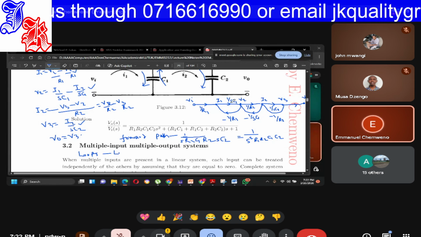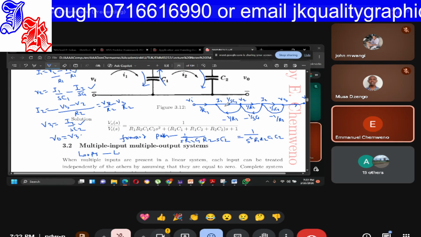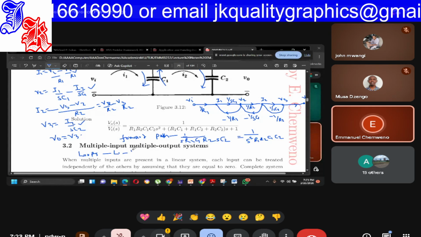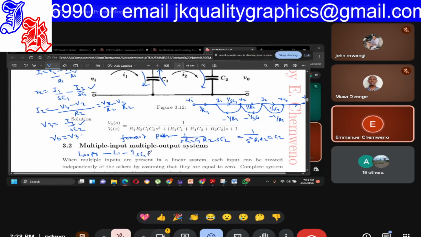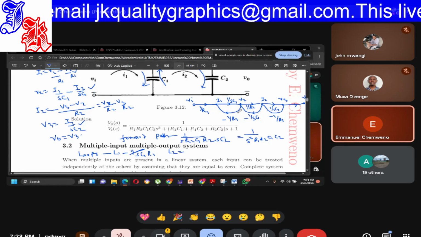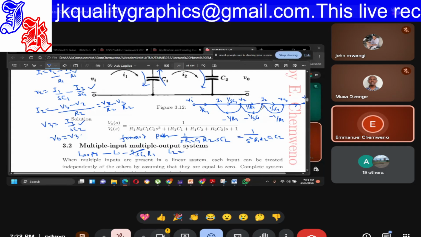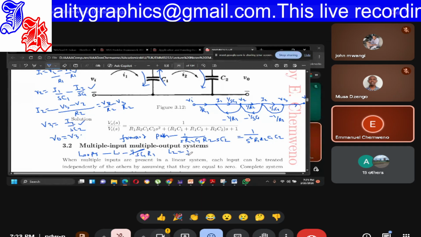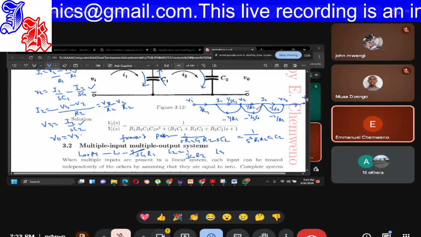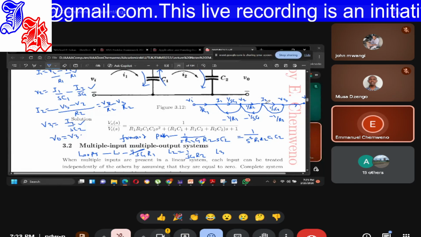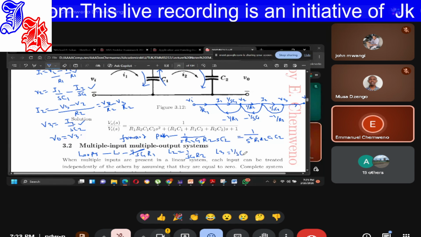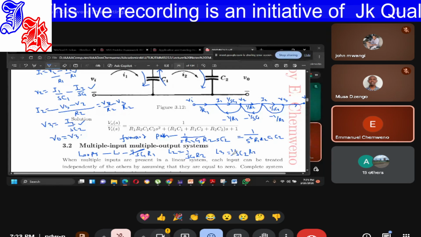Loop 1 is this loop 1, 1 over SC1 R1, negative 1 over SC1 R1. Loop 2 is this one, 1 over SC1 R2. Loop 3 is this, the third one, 1 over SC2 R2, with a negative.